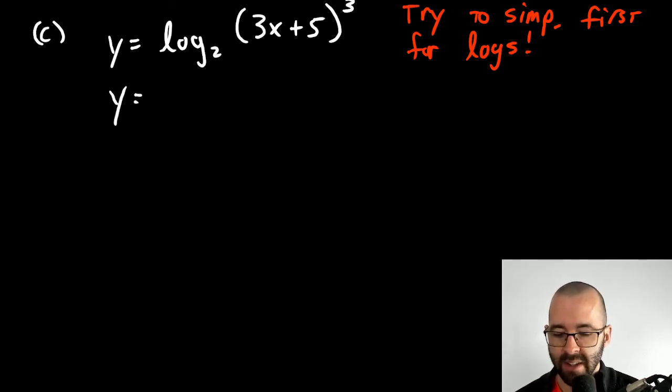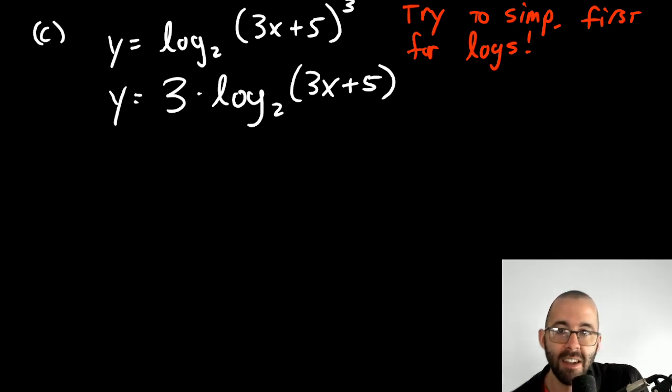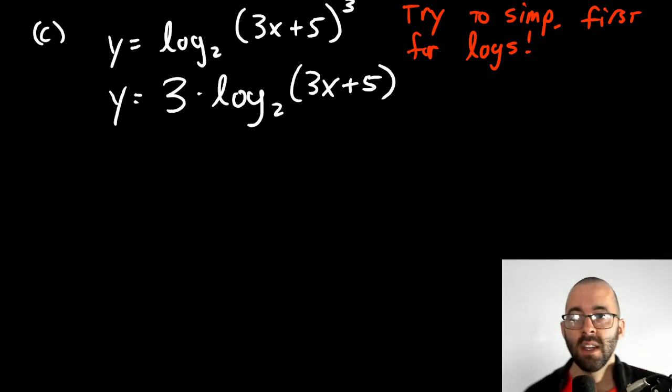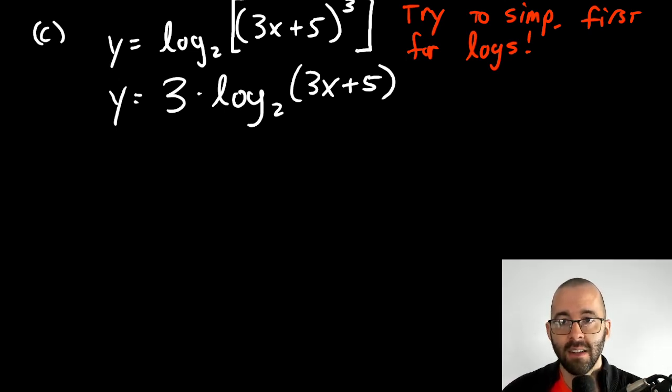So again, let's rewrite this. The 3 comes down, and we get 3 times log base 2 of 3x plus 5. And that's going to make the derivative of that inside function much easier. If you don't simplify first, I highly recommend putting brackets like this to really show the order in which you have to use the chain rule. Because it kind of looks like the cubed is the outside function, but this is what we really have. And this shows that the logarithm is the outside function.